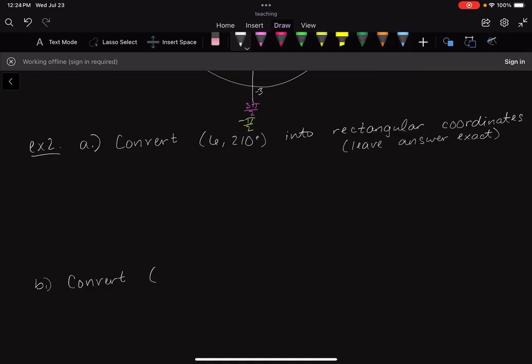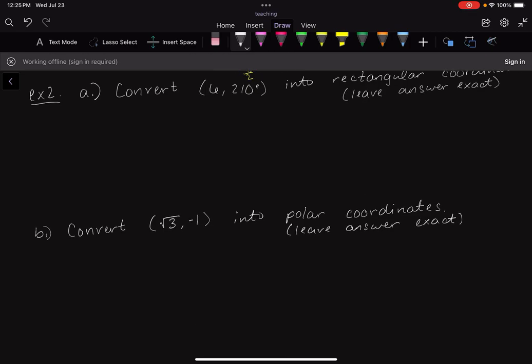This one, let's see. Let's do square root 3 comma 1. And I want to make one of these negative. Let's do this one negative, into polar coordinates. And this one, I'm also going to say leave the answer exact. And I might make another one as well, one where you do have to use the calculator, just to show you how that would look.